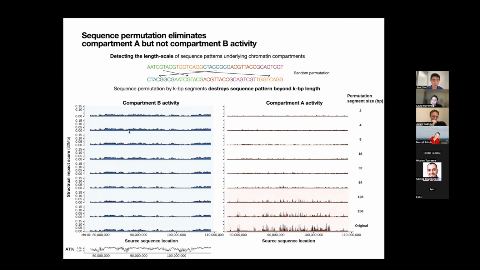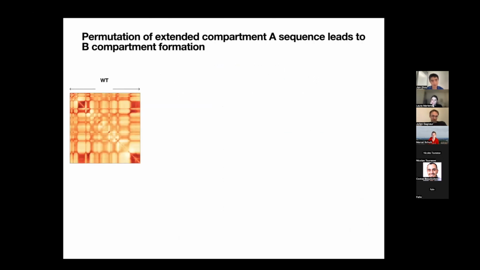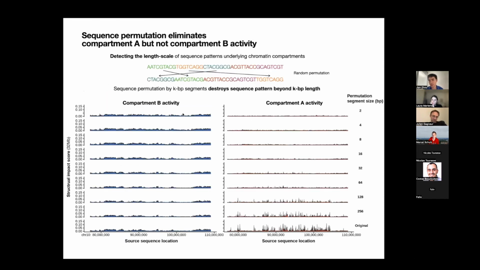But we now have the hypothesis that compartment B activity might be just the default fate of the genome. So if there is no compartment A activity, maybe the default fate is just to go to B compartment activity. That's why the permutation may slightly increase the compartment B activity, right?